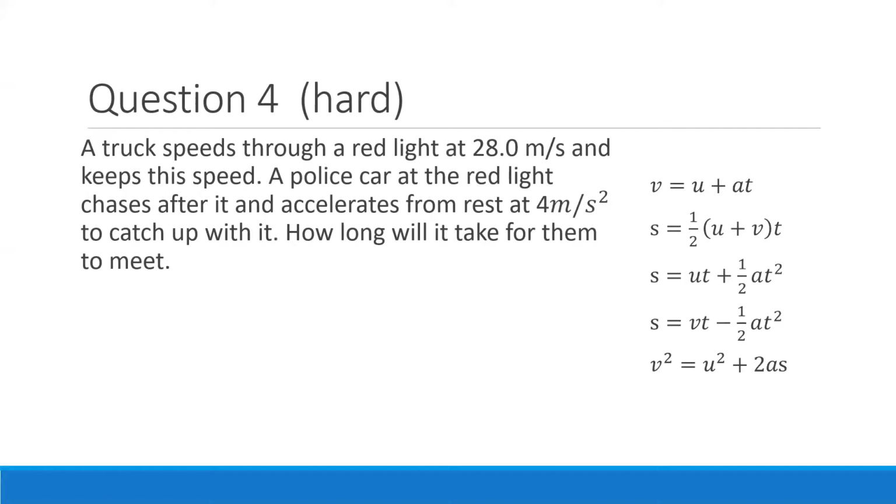Okay. A truck speeds through a red light at 28 meters per second and keeps this speed. A police car at a red light chases after it, and accelerates from rest at 4 meters per second squared to catch up with it. How long will it take for them to meet?